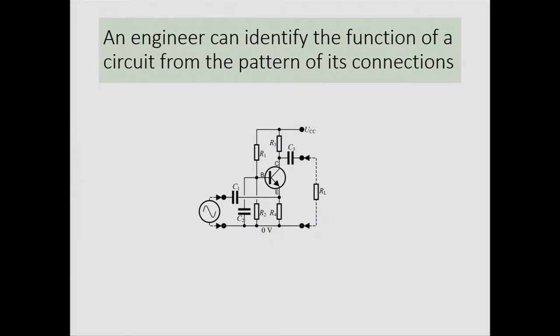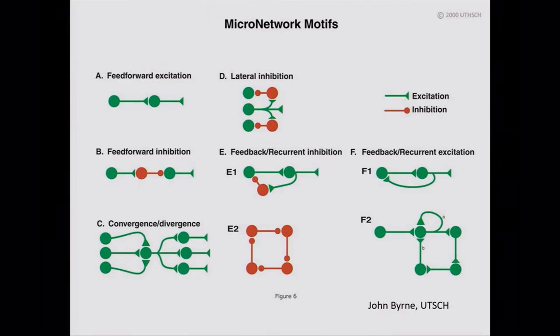Now, moving on to look at other properties of circuits, an engineer can look at a circuit in a large and complicated diagram and can identify what this particular little piece of circuit is doing by the pattern of the connections and the components involved. And this has led to the idea of there being circuit motifs, whereby neural circuits have particular patterns of connection, and those patterns of connection are associated with different functions. They constitute particularly effective ways of performing particular operations. And so people have searched for motifs in neural wiring diagrams, and here's a little list brought by John Byrne.